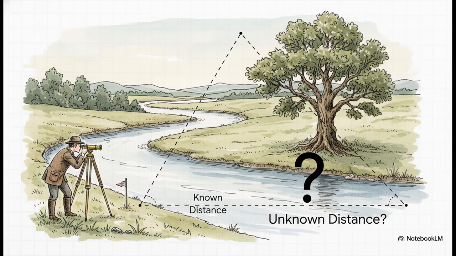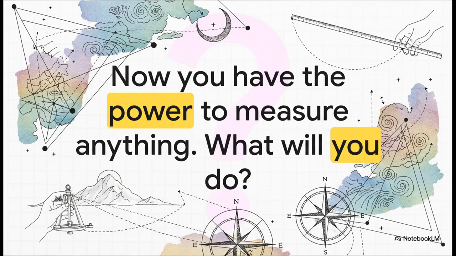And with the law of sines, you can calculate the width of that canyon without ever having to leave your side. So there you have it. You're not stuck in the world of right triangles anymore. You now have this incredible tool that works for any triangle, a technique that real surveyors and astronomers and engineers use to figure out the world around us. You basically have the power to measure the unmeasurable. The only question is, what are you going to measure first?